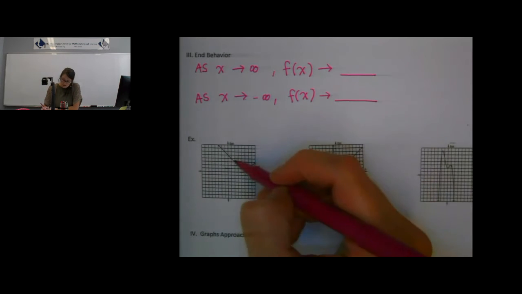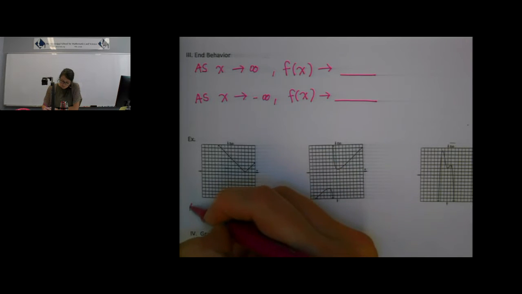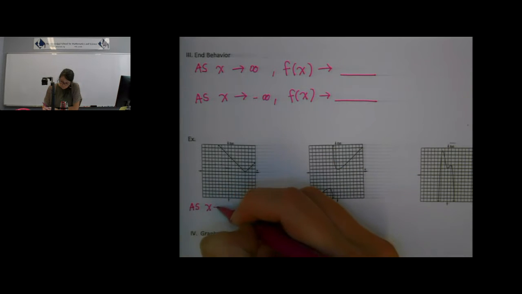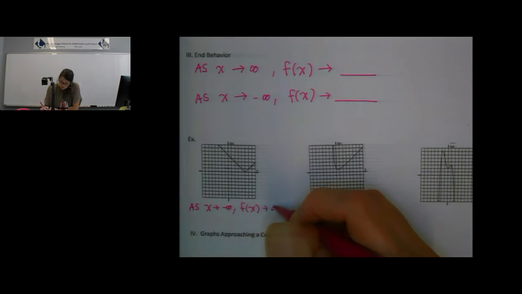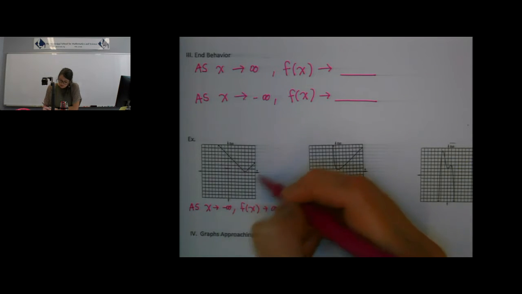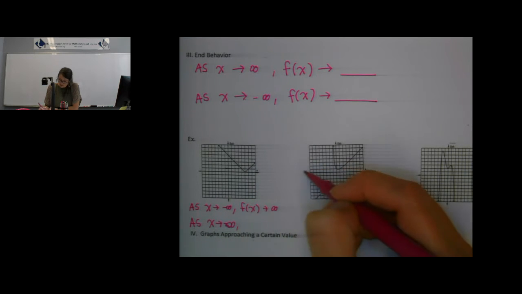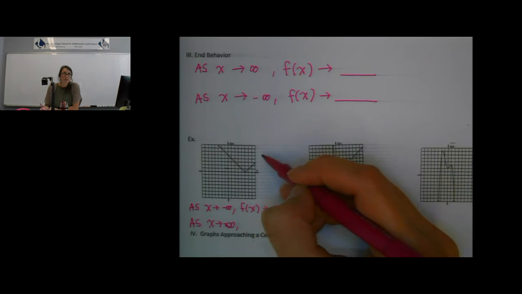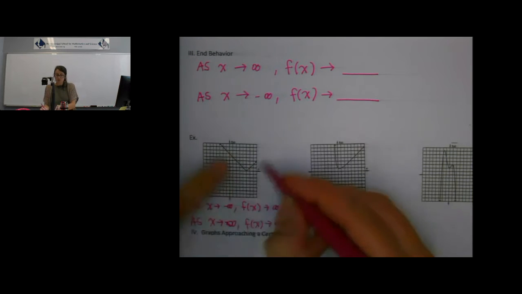So let's look here. As x approaches negative infinity here, f of x is increasing here. So it's approaching positive infinity. As x approaches positive infinity, so as x gets bigger and bigger, f of x is also going to be getting bigger and bigger. So the end behavior is positive in both directions.